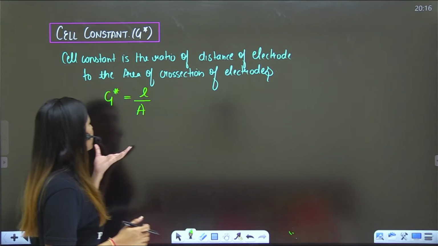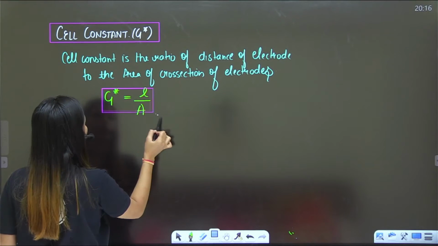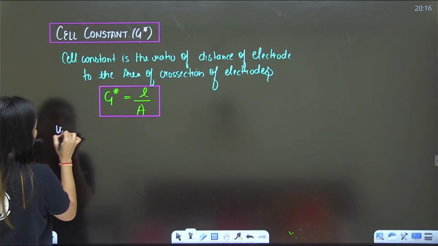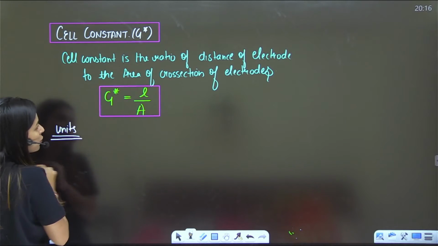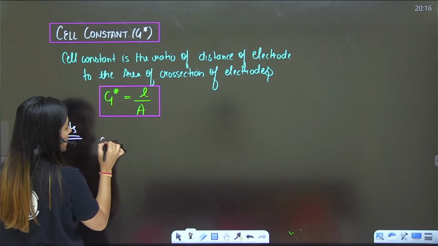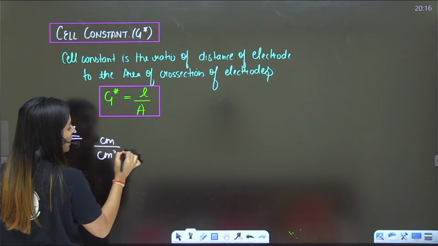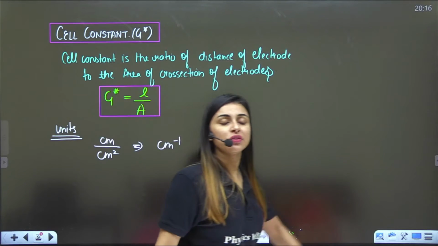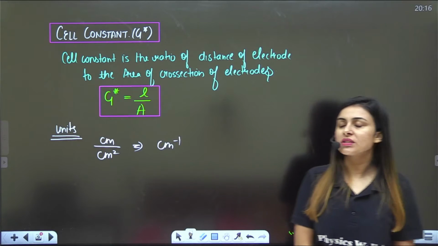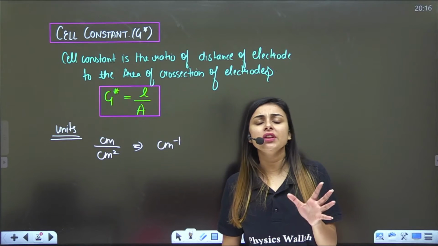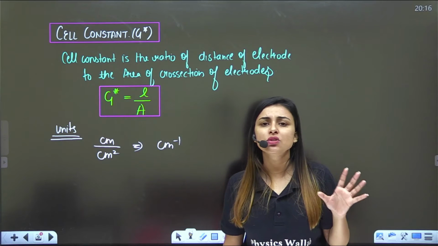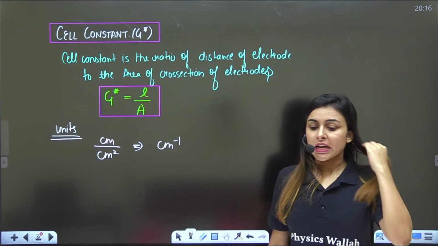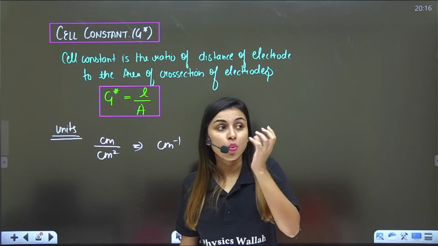Perfect, ma'am. It is very easy. We have found the formula for cell constant. Now let's write the units of cell constant. The units of cell constant will be equal to, my dear students, you know that this is centimeter and area of cross section centimeter square. So the units will be centimeter inverse. Always and always the unit for cell constant is centimeter inverse. Whenever you're given any value with centimeter inverse unit, you just need to see and mark that it is your cell constant.